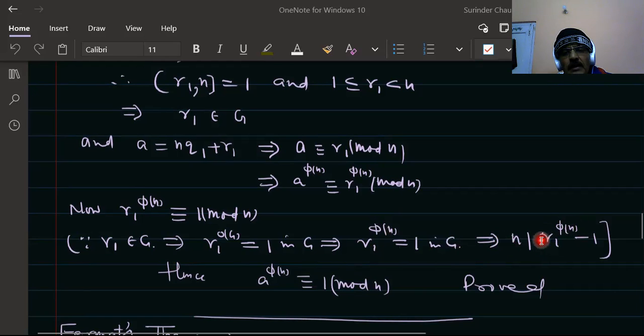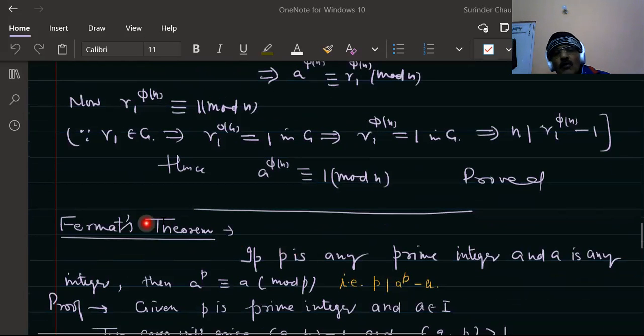So this implies, when substituting R1 here, 1 is equal to A to the power phi N is congruent to 1 modulo N. Now, next one.